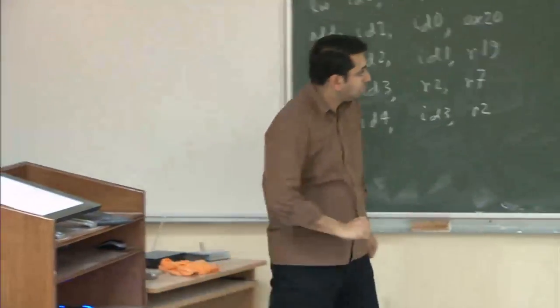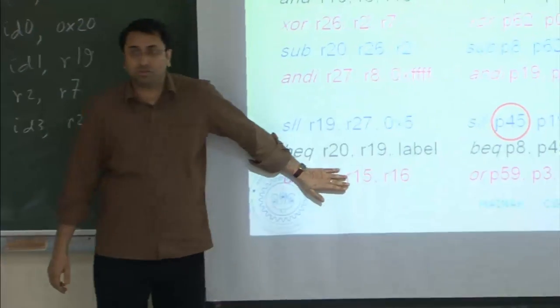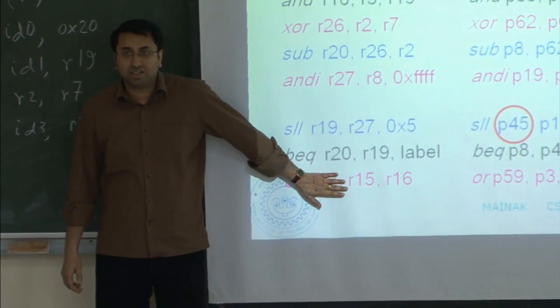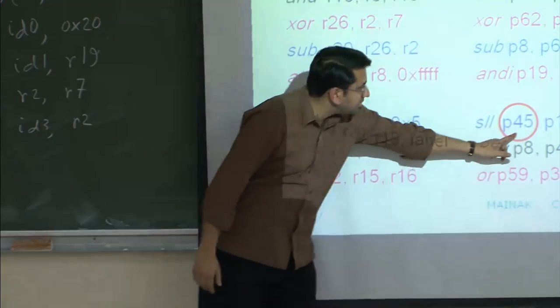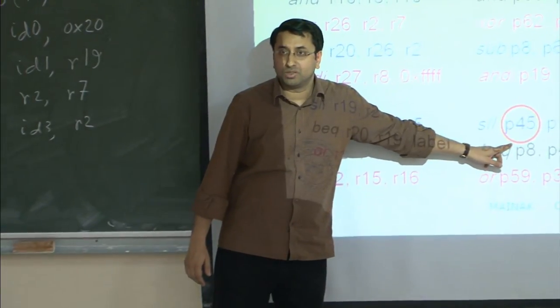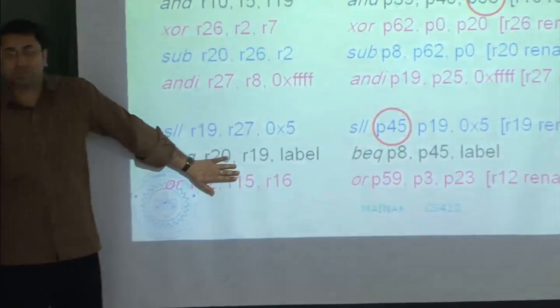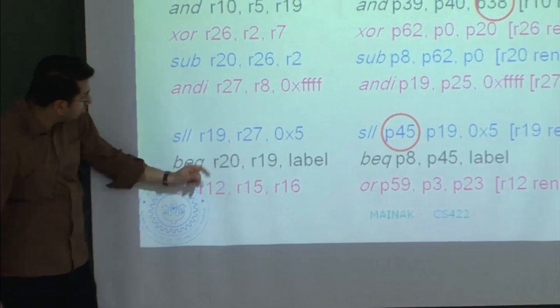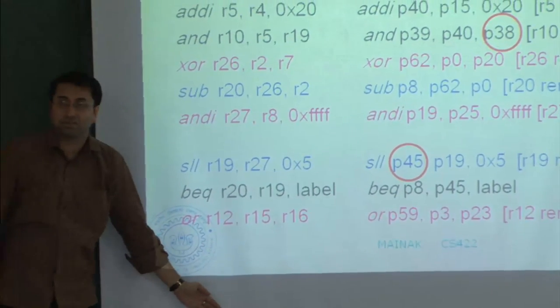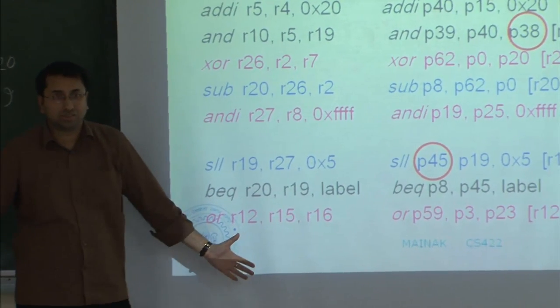Now it should tell you why I don't need to checkpoint values for branches. Because there is no way P45 is going to be freed and reassigned before this branch commits, because any instruction that overrides P45 will have to come later, and it cannot commit.